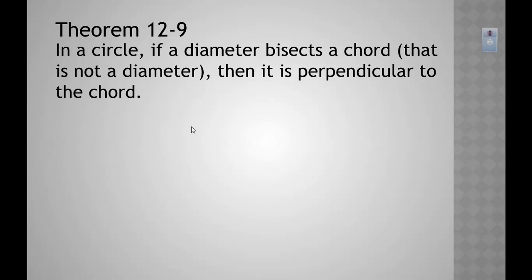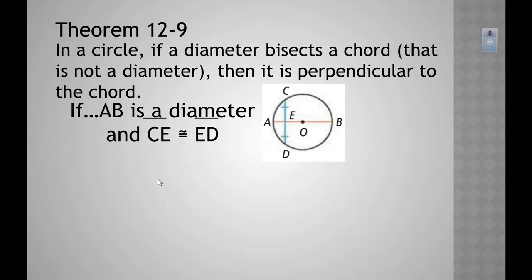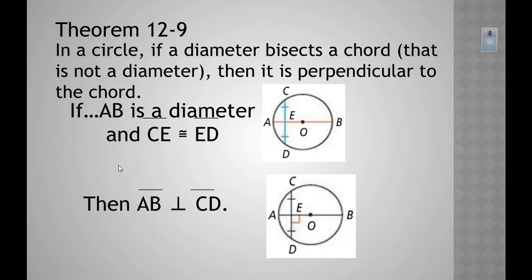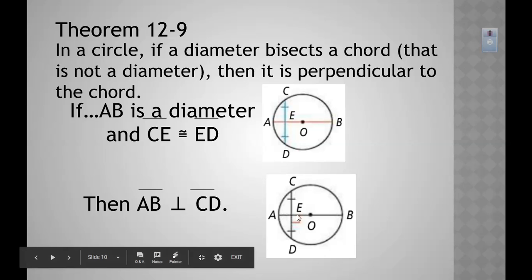In theorem 12.9, if AB is a diameter and CE is congruent to ED, then AB is perpendicular to CD. So this is kind of the converse of it. Before we said if this was perpendicular to the chord, then it bisected the chord. So now we're saying if the chord has been bisected, then the line has to be perpendicular. So that tells us we have a right angle.